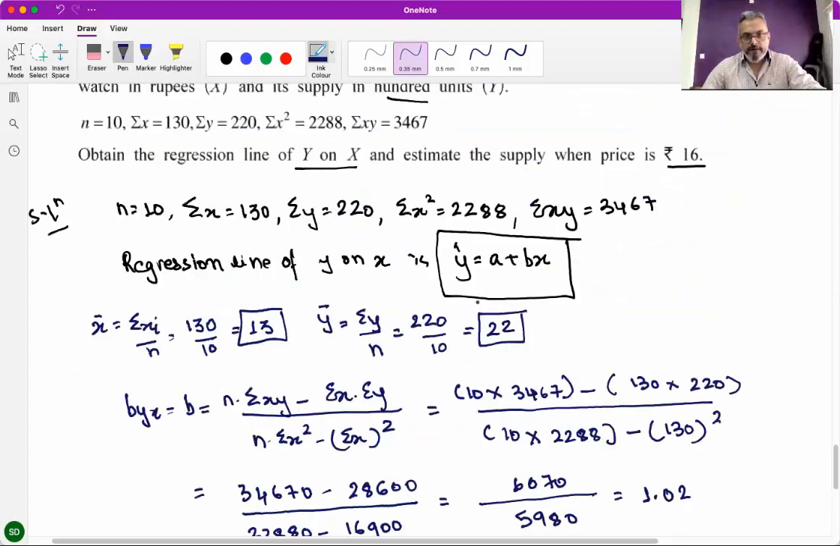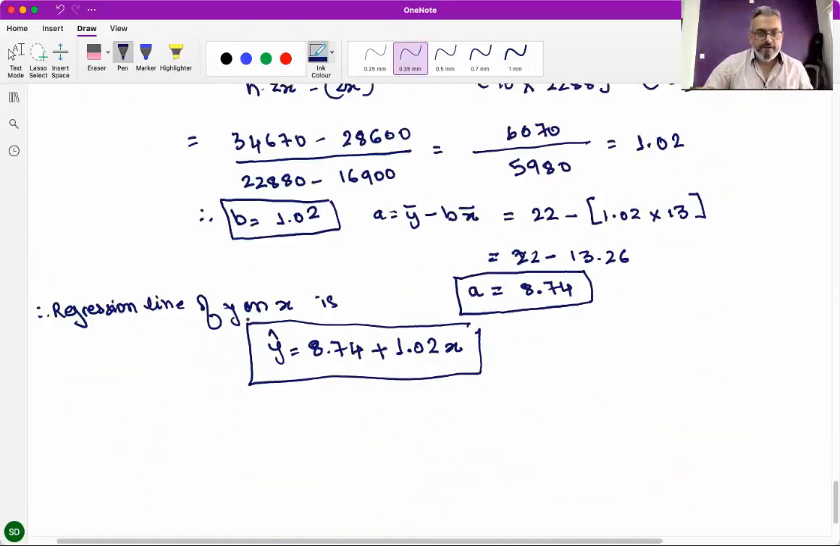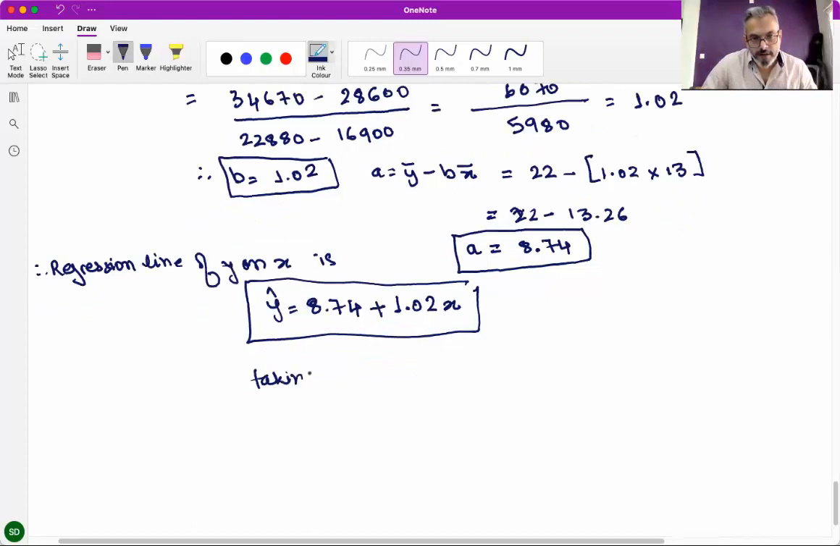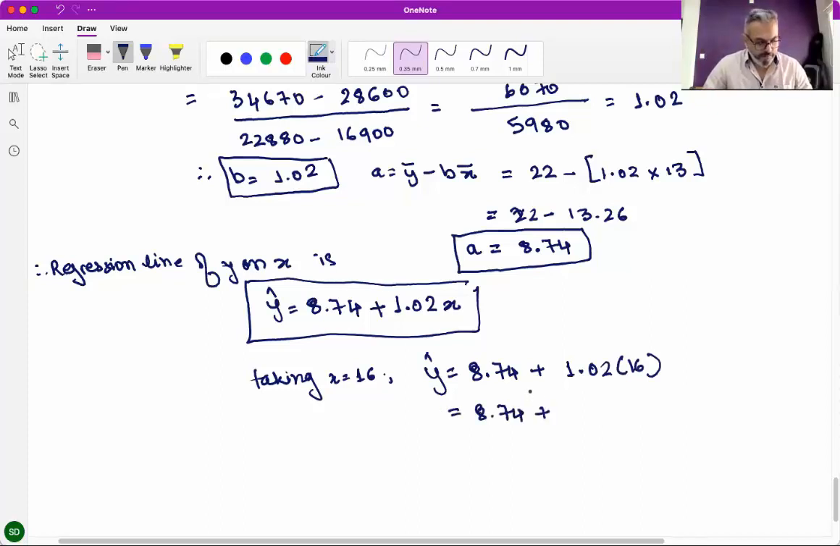Now let's estimate the supply when price is 16. Taking x is equal to 16, y cap is equal to 8.74 plus 1.02 into 16, which is equal to 8.74 plus 16.32, which is equal to 25.06. Therefore, y cap is equal to 25.06.